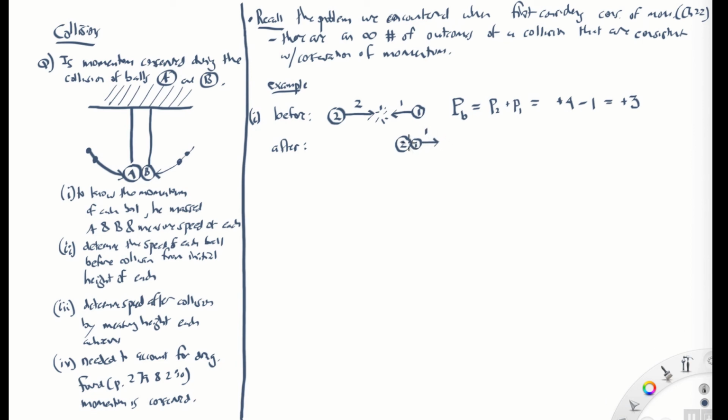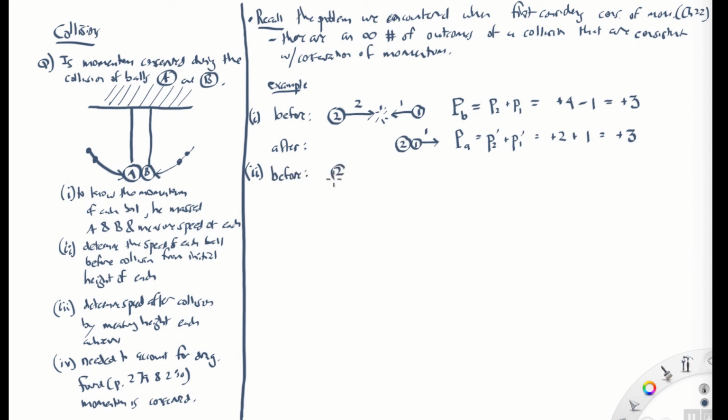Well, let's suppose this has a mass of 2, this has a mass of 1, they're stuck together, and it's moving to the right with a speed of 1. What is the total momentum of the system after the collision? Well, it's going to be the momentum of ball 2 after, plus the momentum of ball 1 after. Since they're moving at the same speed, 2 times 1 is positive 2, plus 1 times 1 is 1. So the momentum after the collision is plus 3. So momentum is, in fact, conserved in this collision.